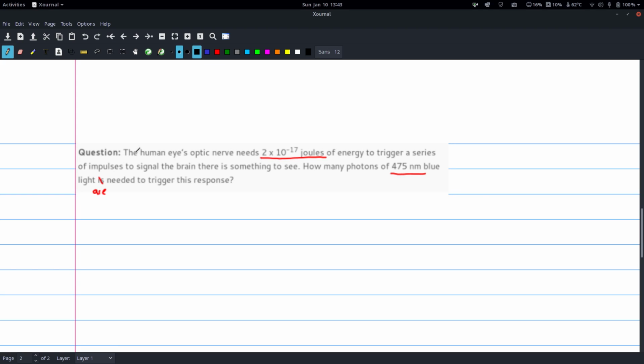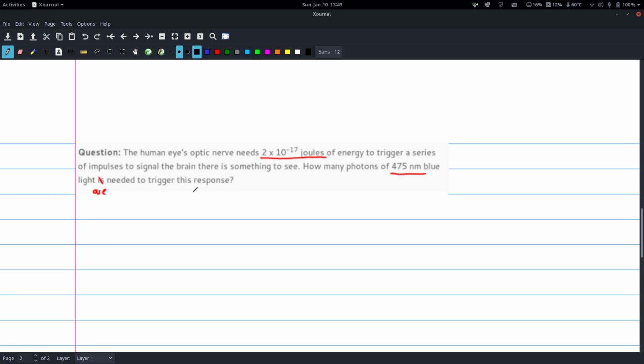Anyways, the human eye's optic nerve needs 2 times 10 to the negative 17 joules of energy to trigger a series of impulses to signal the brain there is something to see. How many photons of 475 nanometers blue light are needed to trigger this response?